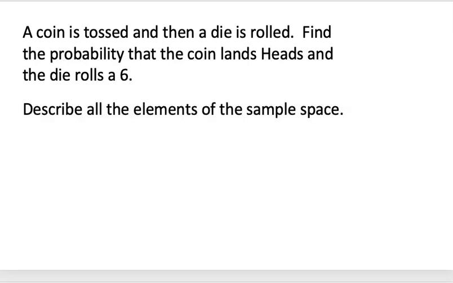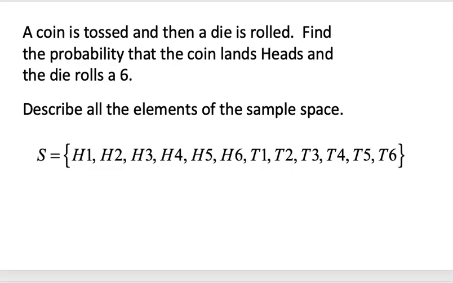Well, if we're going to do this, theoretically we need to describe all of the elements of the sample space. That is, all of the equally likely possibilities. Well, the coin is either heads or tails. So let's assume for a second that it's heads. Well, the die could be 1, 2, 3, 4, 5, or 6. So we have heads 1, heads 2, heads 3, heads 4, heads 5, heads 6. Similarly with tails, we could have tails 1, tails 2, tails 3, tails 4, tails 5, tails 6. So our sample space, all equally likely outcomes, includes those 12 items.